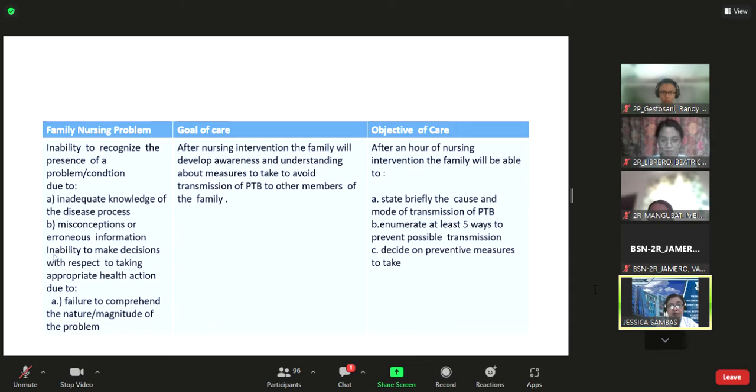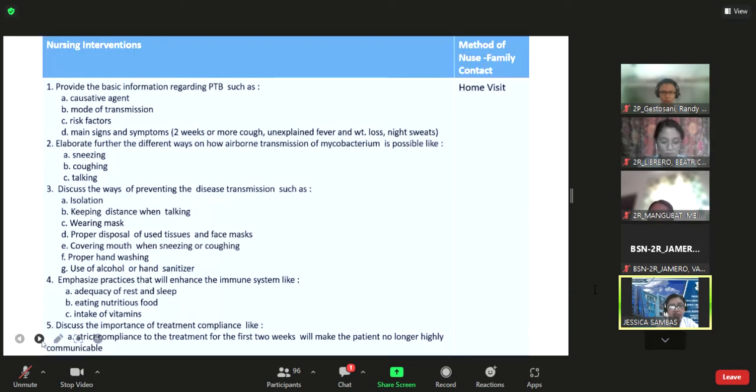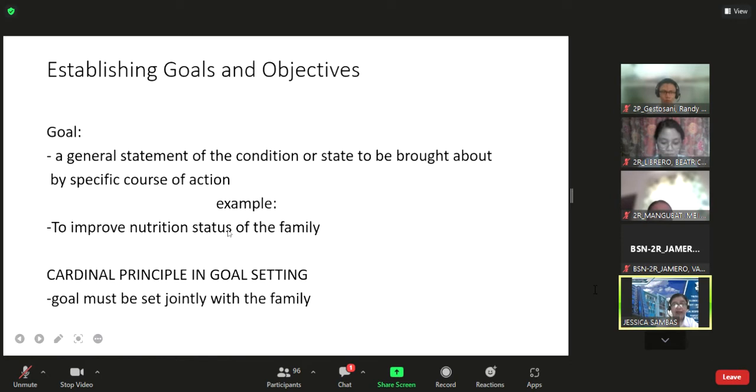We are going to formulate our goal of care. Okay, I will come back to that later. So, what is the difference? I think we are repeating this about the goal. You know this. When we say goal of care, it's a general statement of the condition or state to be brought about by a specific course of action. Example, to improve nutrition status of the family. So, our statement is very broad. When we say goal, this is the overall action that the family has to achieve at the end of the intervention. So, generally speaking, what do we want to happen after the intervention?